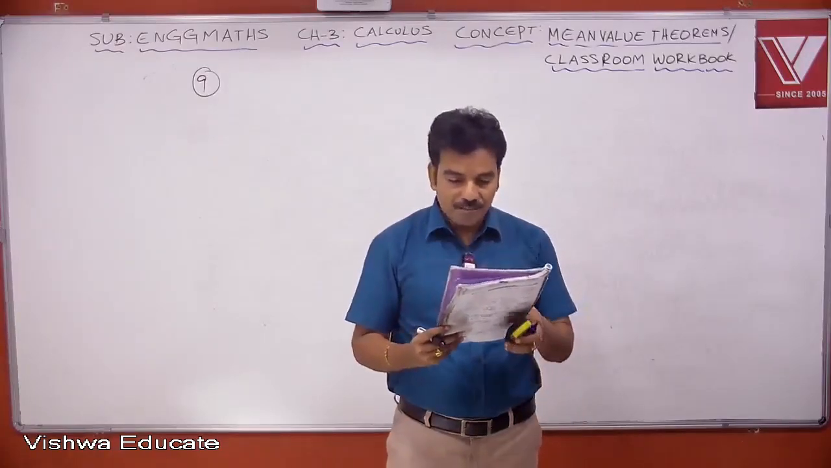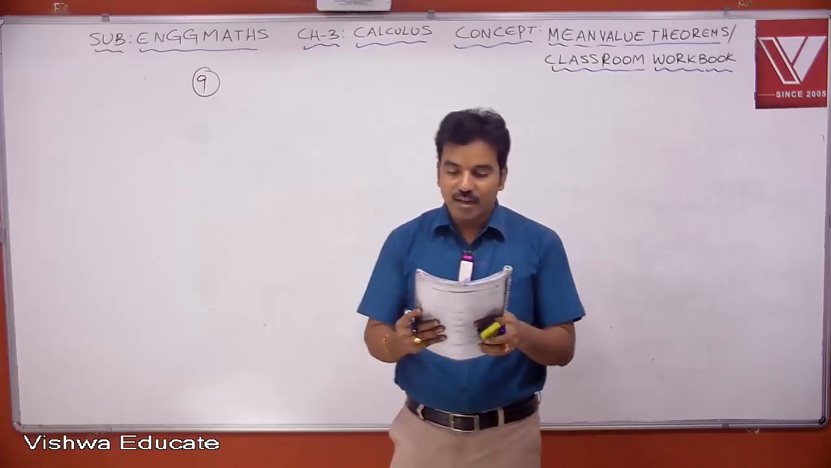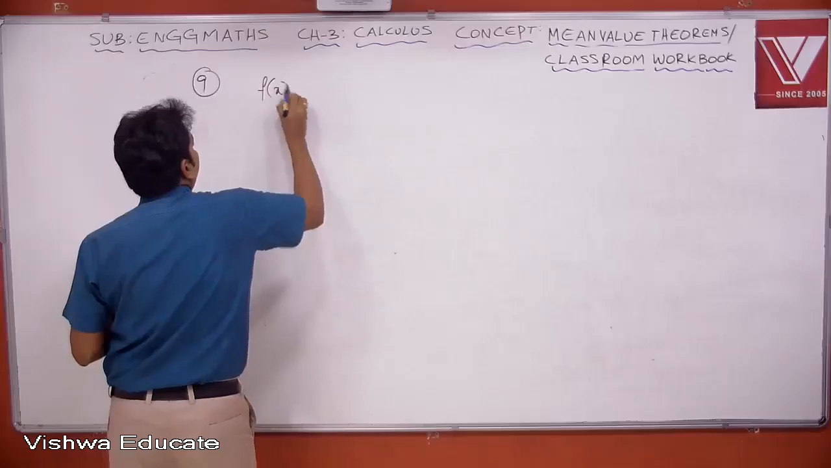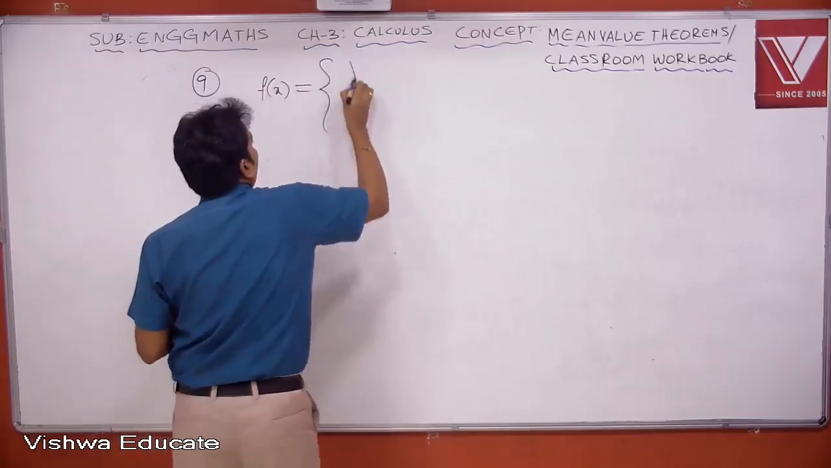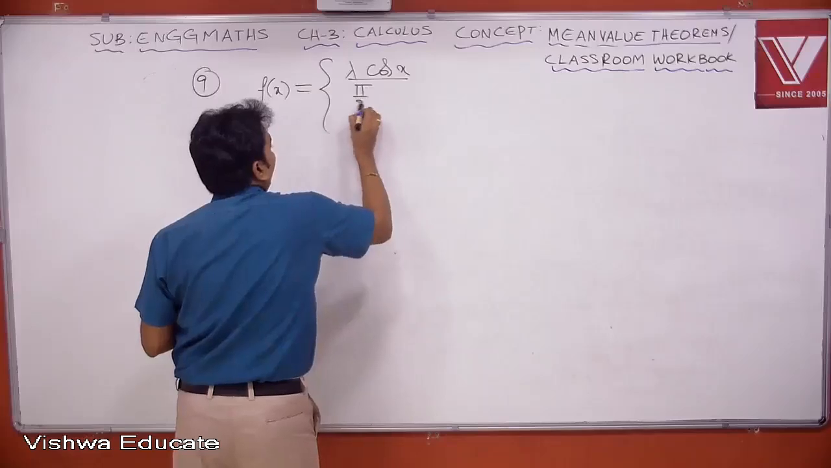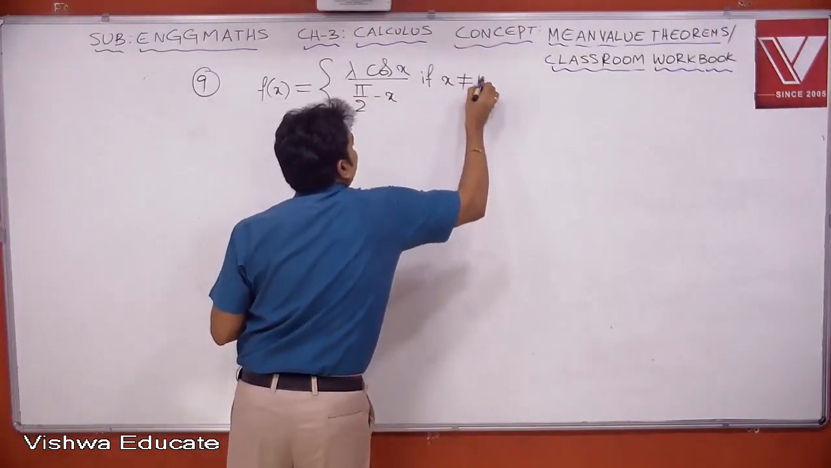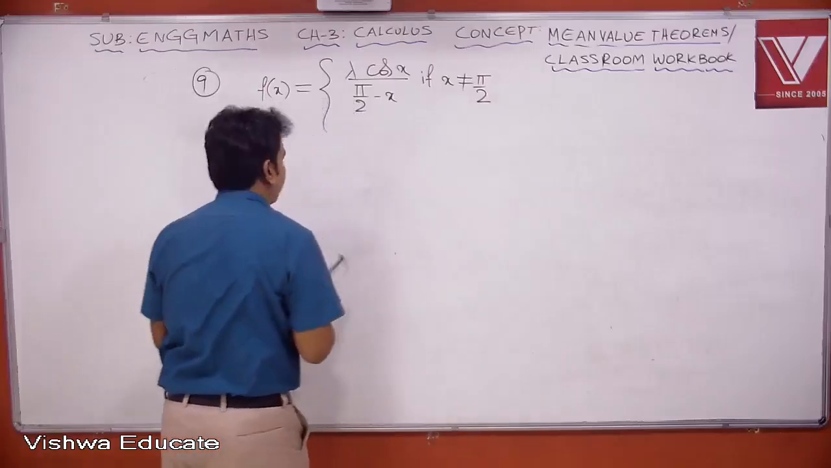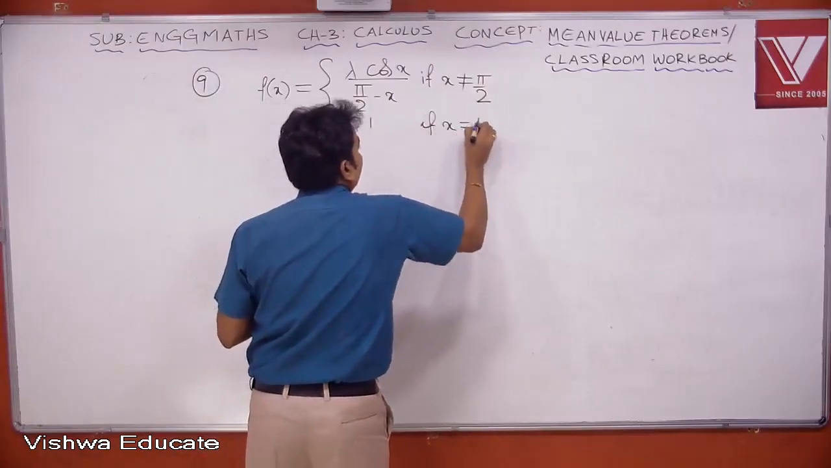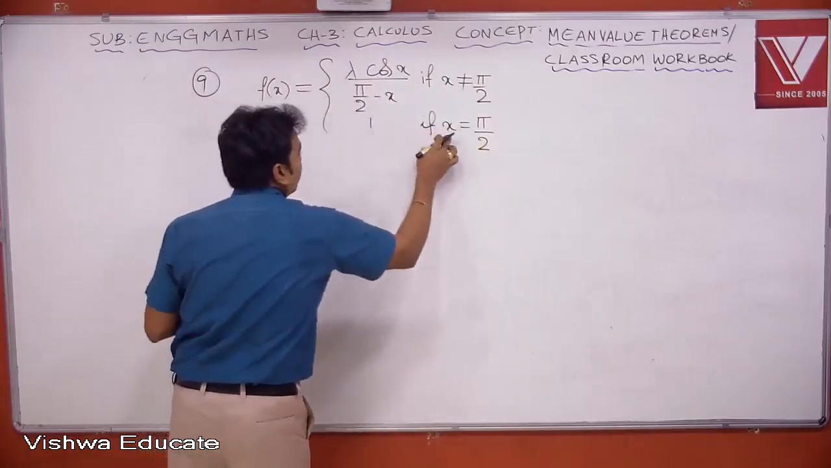Now let us see what should be the value of lambda for which this is continuous at x equal to pi by 2. Let me write out the function at first. Here f of x equal to lambda cos x divided by pi by 2 minus x if x is not equal to pi by 2. This is 1 if x is pi by 2.